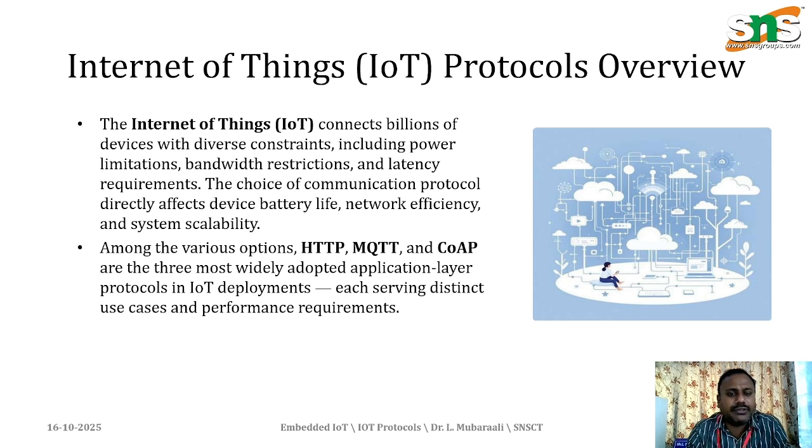First we focus on HTTP. HTTP is called Hypertext Transfer Protocol. MQTT is called Message Queuing Telemetry Transport, and CoAP is the Constrained Application Protocol. These are the three important application layer protocols that should be adopted, and we will focus on their IoT protocol operation structures. First, we focus on HTTP.